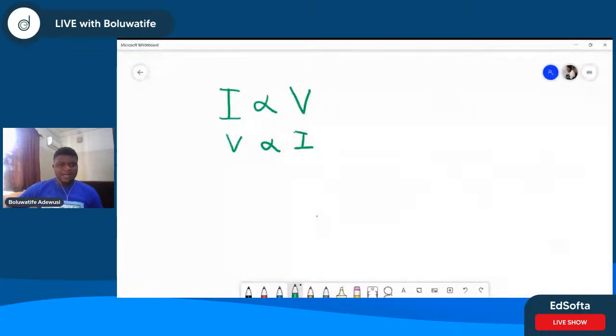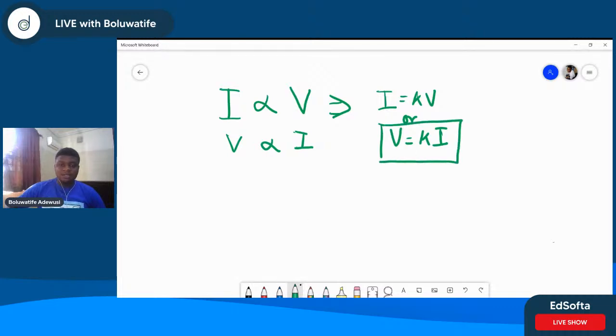And then remember, from mathematics, when you want to remove the sign of proportionality, you introduce a constant. You can have I equals KV, or I can have V equals KI. This is the preferred method of writing it. This is what you see in most textbooks. V equals KI.